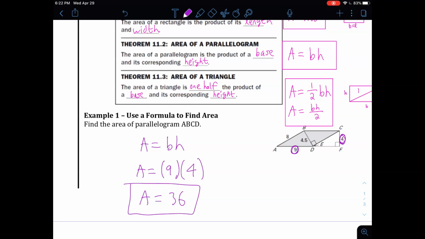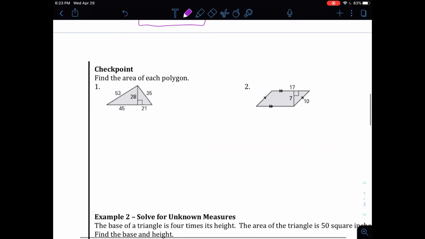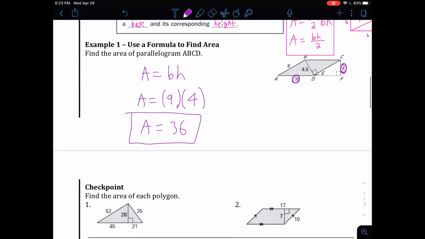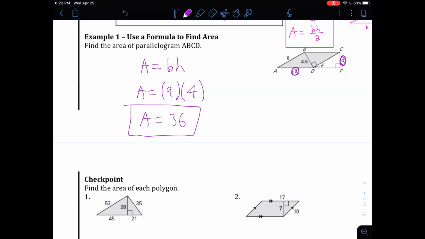And that's it. That's all you got to do. Okay. All right, why don't you guys go ahead. I'll leave this one right here for you to go ahead and give checkpoint 1 and 2 a try on your own. Go ahead.